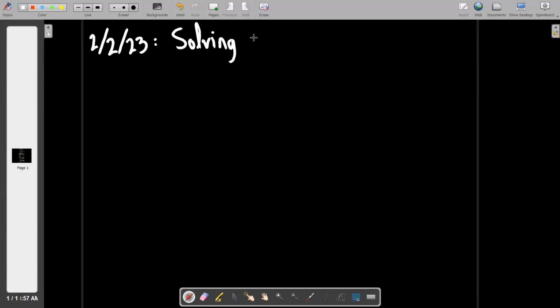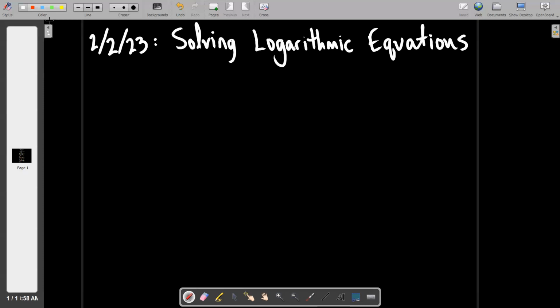But we're going to call these logarithmic equations. Make sure I spelled that correctly. Solving logarithmic equations. So I won't insult your intelligence on the assignment with any questions like this. I will, however, insult your intelligence right now by just giving you a very generic example of a logarithmic equation.